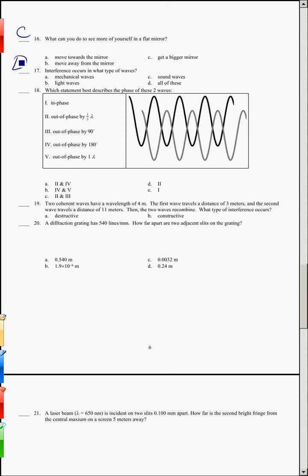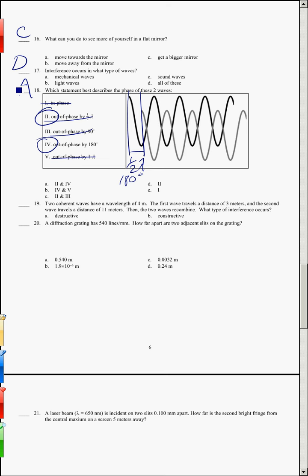What statement best describes the phase of these two waves? Alright, these two waves are offset by a half wavelength. That means this distance is a half a wavelength. We also call that 180 degrees out of phase. So let's see. Not that, not that. Oh, wait, excuse me. Yes, that, not that, yes, that. So 2 and 4. Two coherent waves have a wavelength of 4 meters.